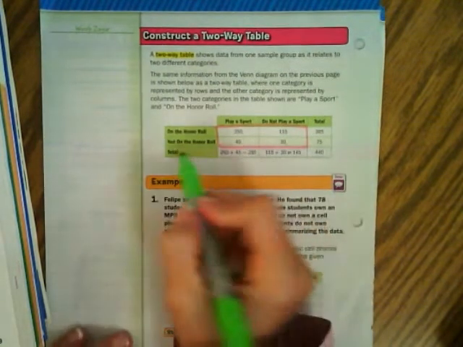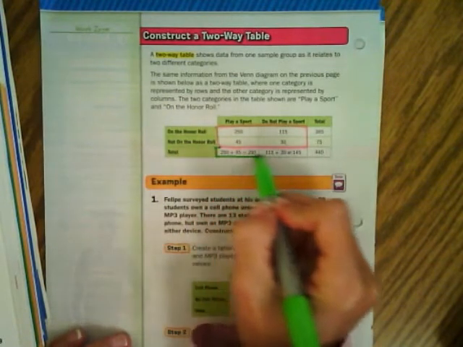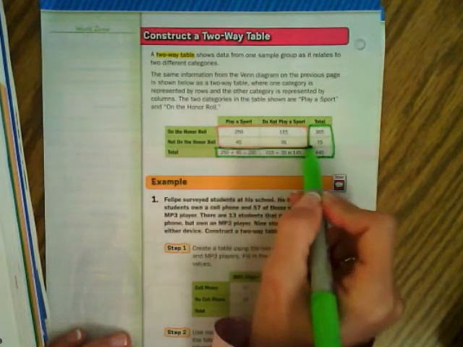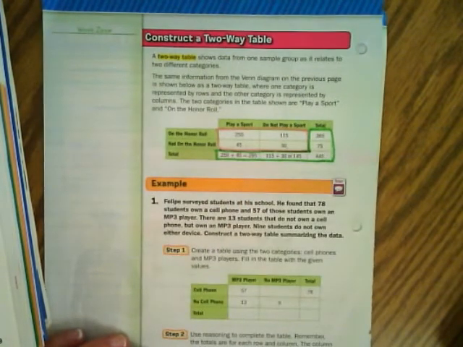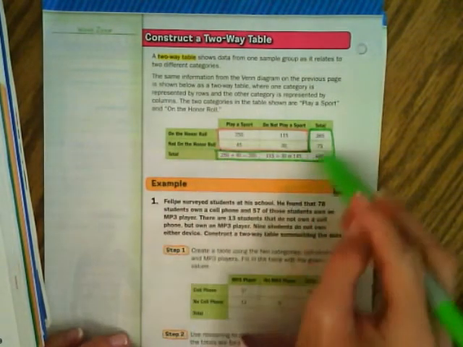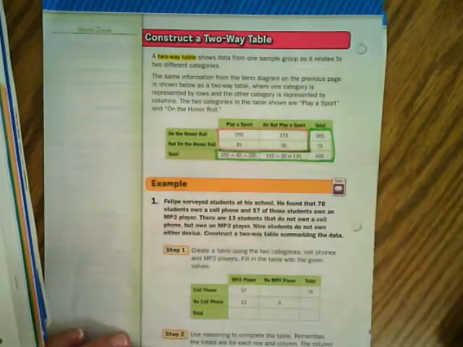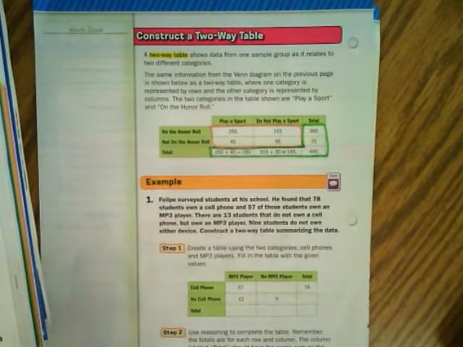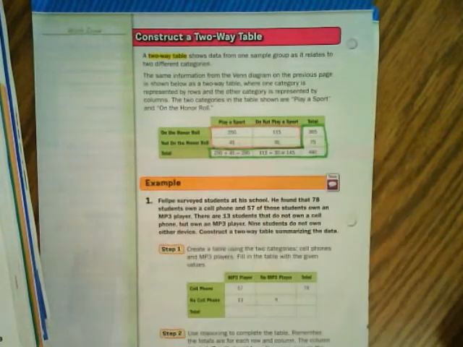Right here, this is in the margin. This is called marginal frequencies. You always have to have a total column. If you do not have a total column, then that's the first thing you do when you work these problems. Create your total column.